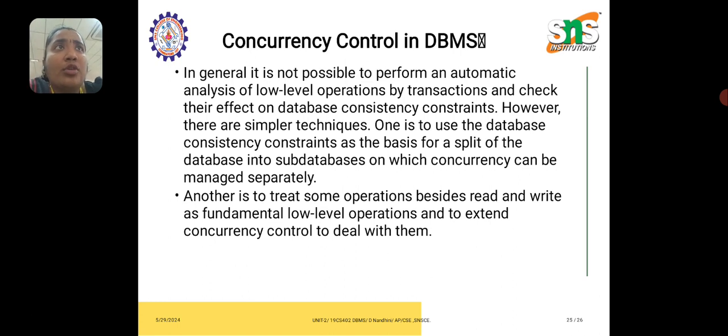There are two types of locks used in databases. One is shared lock and another one is exclusive lock. Shared lock is also known as read lock, which allows multiple transactions to read the data simultaneously. The transaction which is holding a shared lock can only read the data item, but it cannot modify the data item.